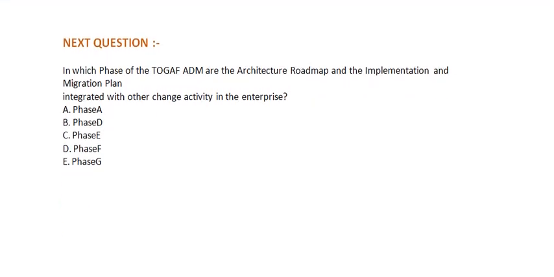In which phase of the TOGAF ADM are the architecture roadmap and implementation and migration plan integrated with other change activity in the enterprise? Option A, phase A.